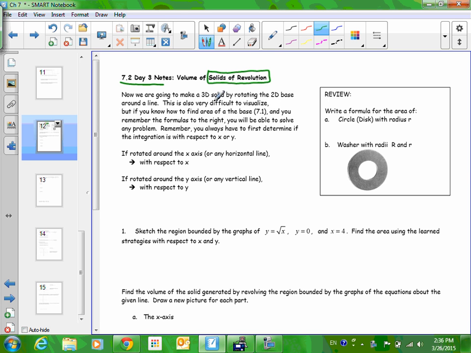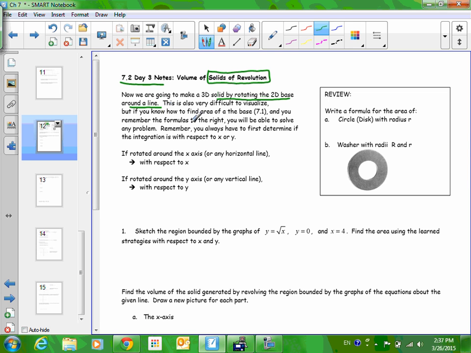We're still going to be making a 3D solid, but instead of making cross sections pop out of the base, we are going to be rotating the base around a line, always a line, and in fact always a vertical or horizontal line. Okay, very difficult to visualize. Again, with the visual aids, I'm going to show you several things, but eventually you're going to have to be able to picture it in your mind, just a little bit.